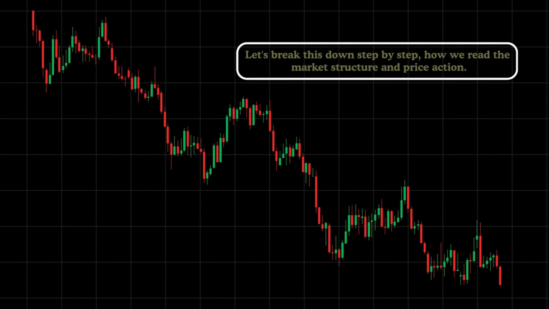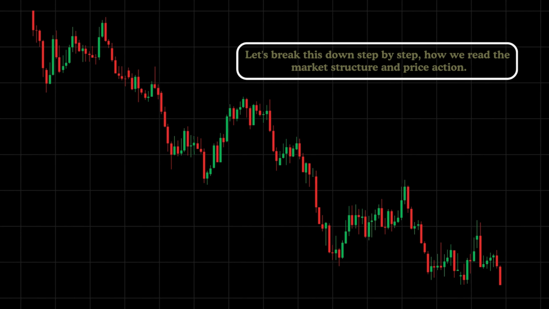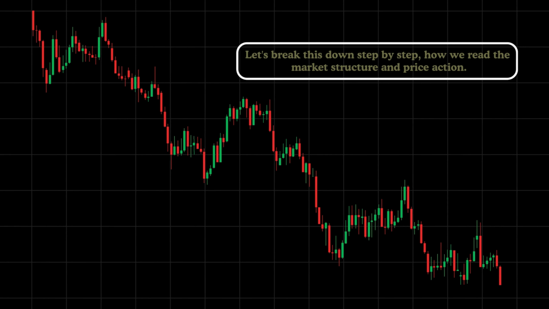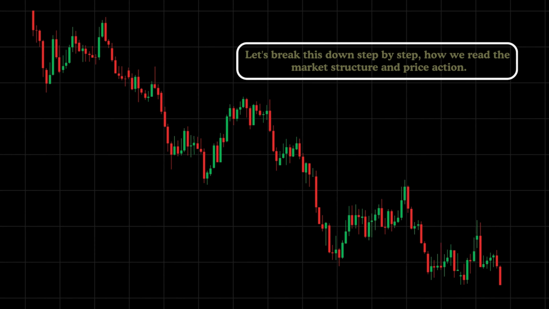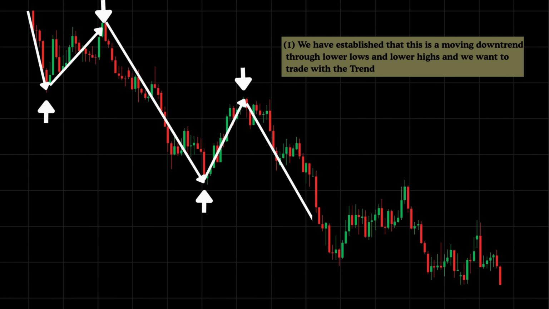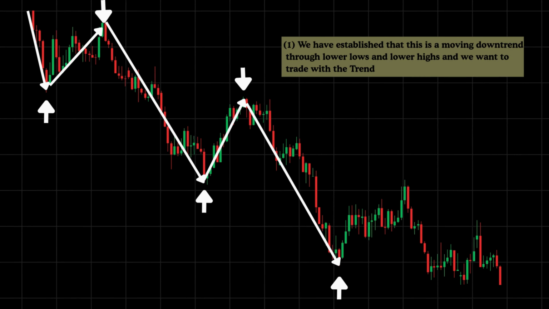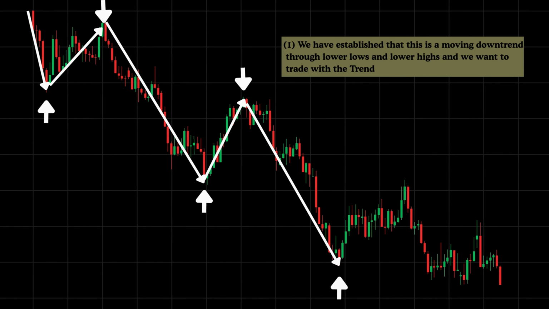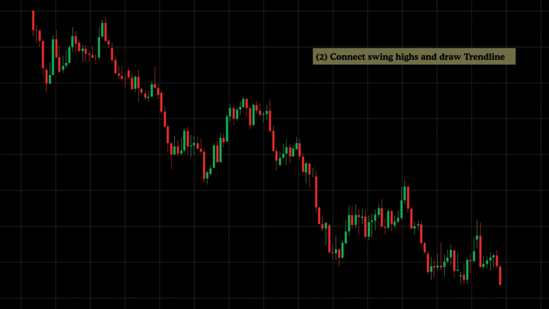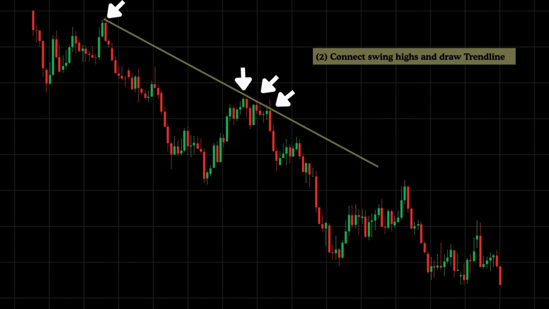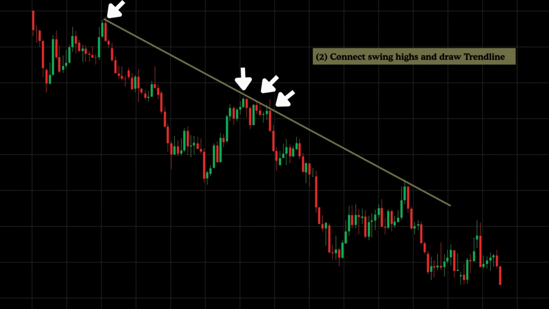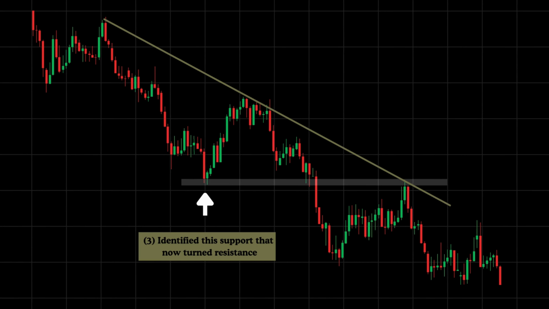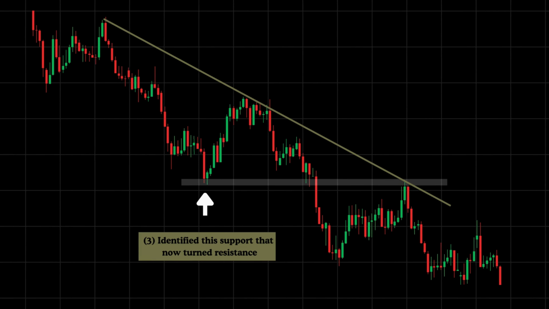In this example, we only use one time frame to explain things, which is the daily time frame. Later in this video, we'll show you how to apply multiple time frames. First, it is clear that this is a moving downtrend, as the price is creating lower lows and lower highs, so we want to trade in the same direction with the downtrend. Second, we connect these 3 points and draw the trend line, remembering to stretch it further in case price pulls back to it. Third, if we look left, we can see the support level turned resistance here, and we have it drawn.